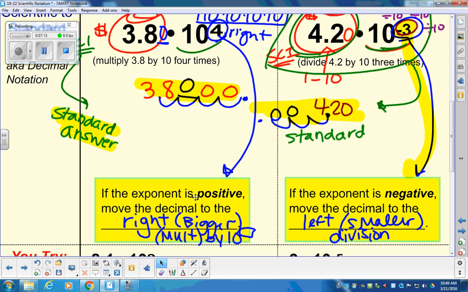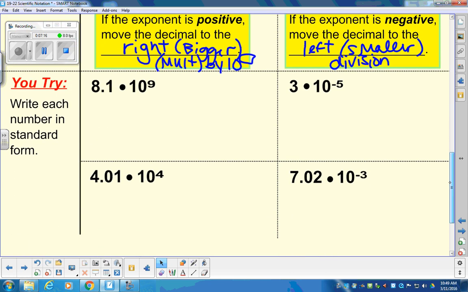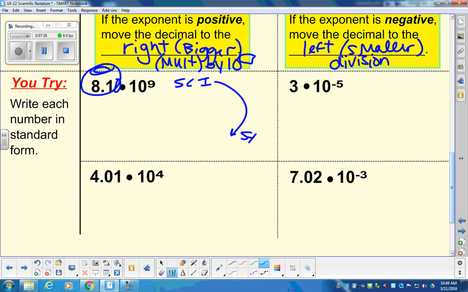So let's try this conversion between scientific and standard. This is in scientific because this is 8.10. We're multiplying by 10 to the power. We call this scientific notation. We want to move it to standard form. Now, standard form is the answer. Now, this is really saying that we want to multiply by 10, by 10, by 10, by 10, and so on, 9 times. That should be in your brain thinking, I need to get bigger. This has got to get bigger.